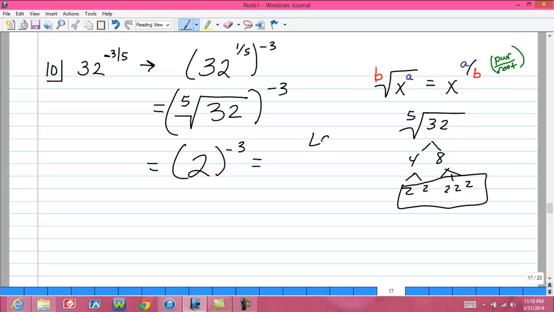Law 7 says we do not keep negative exponents, so we send the 2 to the bottom and raise it to the 3rd power. The answer is 1 over 8.